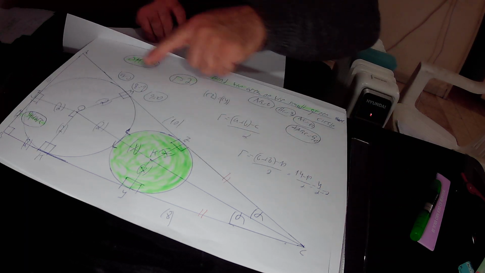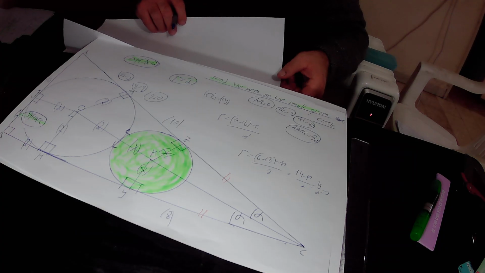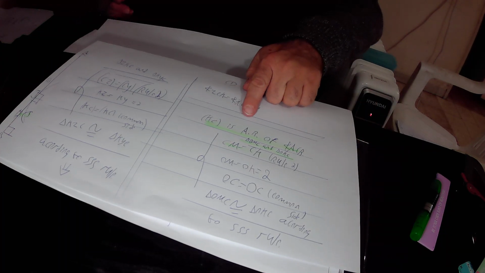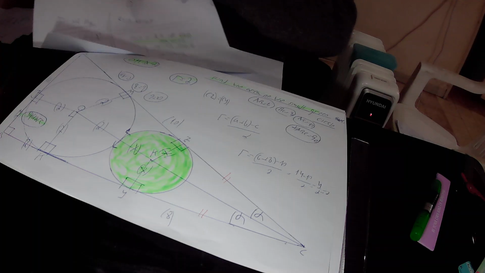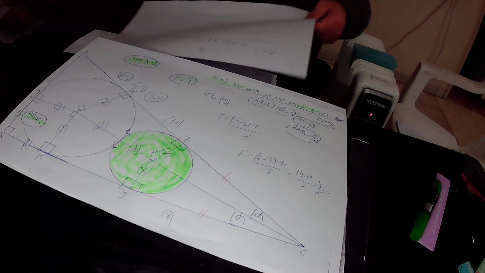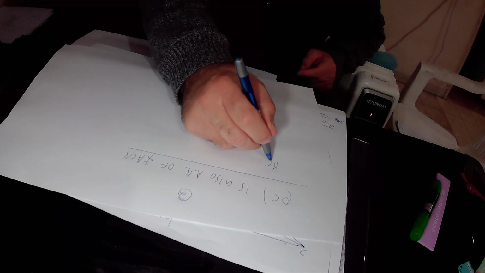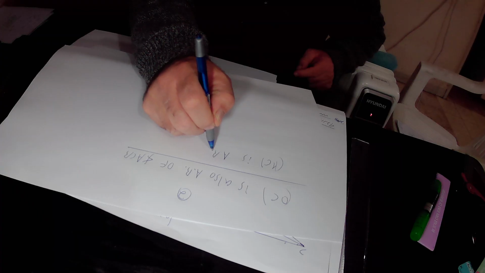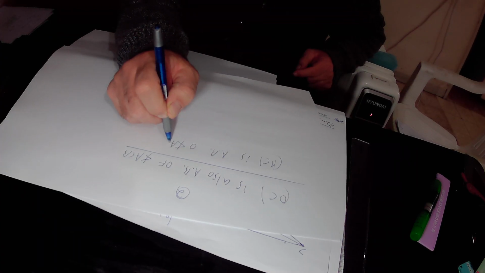OC bisects the big angle ACB into two halves, each half equal to alpha. But we only found out that KC is also an angle bisector of the big angle ACB.